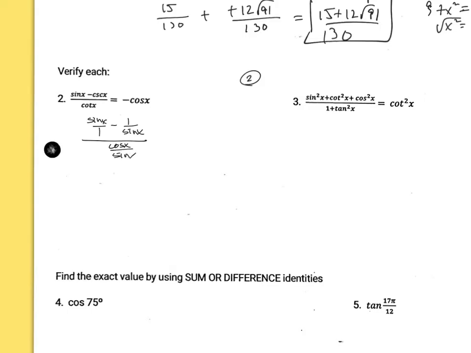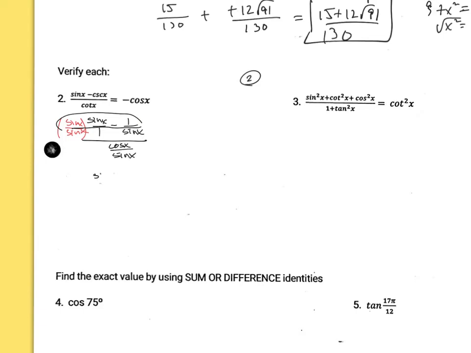This is not a bad problem. If you look, we can make every fraction have a denominator of sine. So this fraction needs to be multiplied by sine over sine. And so now let's fix this. You can see the numerators, if we put all this together, this is your numerator.